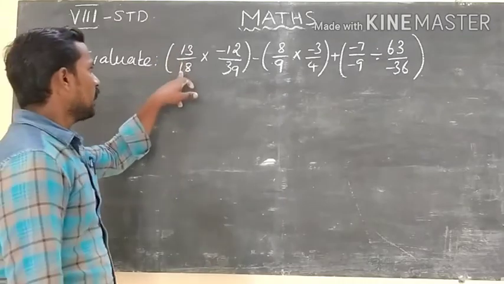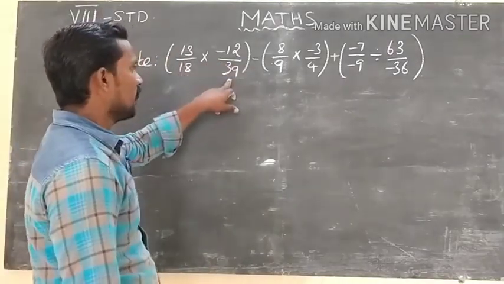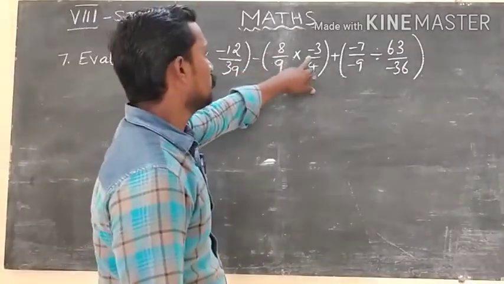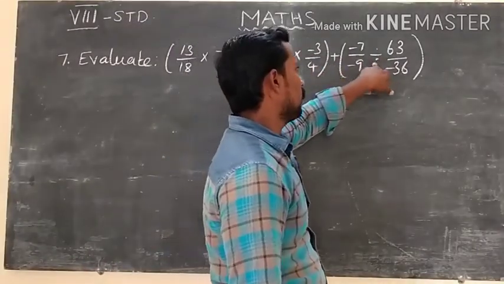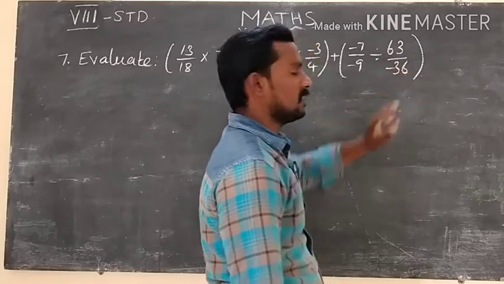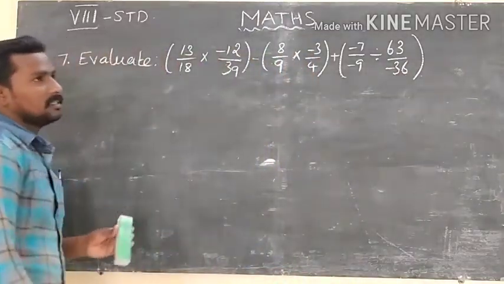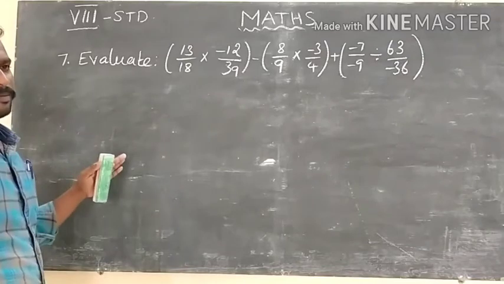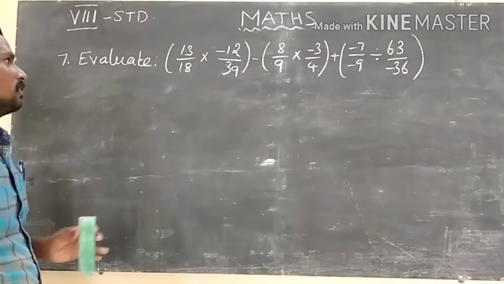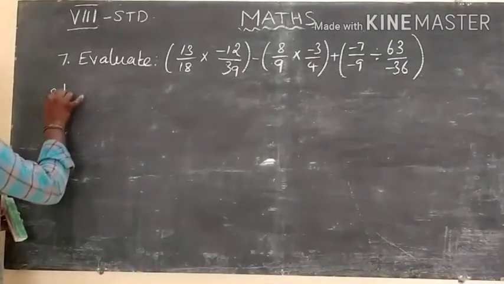Evaluate 13 by 18 into minus 12 by 39 minus 8 by 9 into minus 3 by 4 plus minus 7 by minus 9 divided by 63 divided by minus 36. This is very easy. We know the basic operations: addition, subtraction, multiplication, division. This is very easy. Okay, the solution.